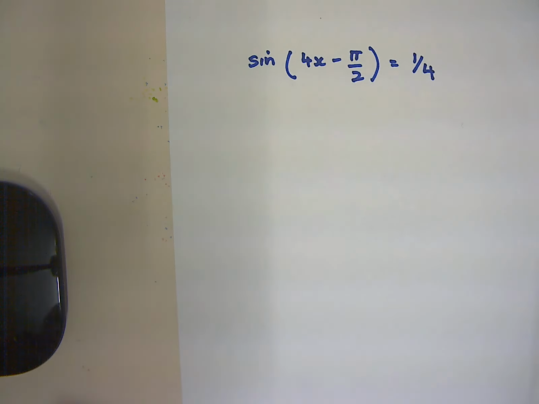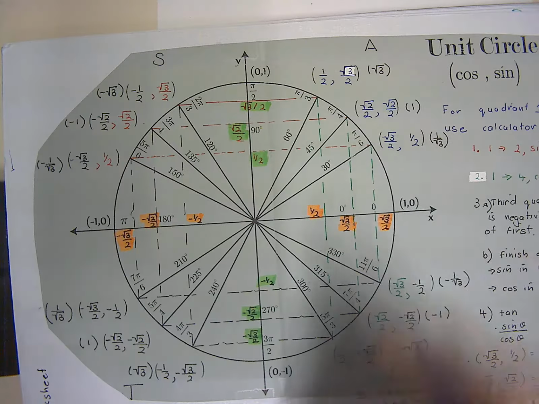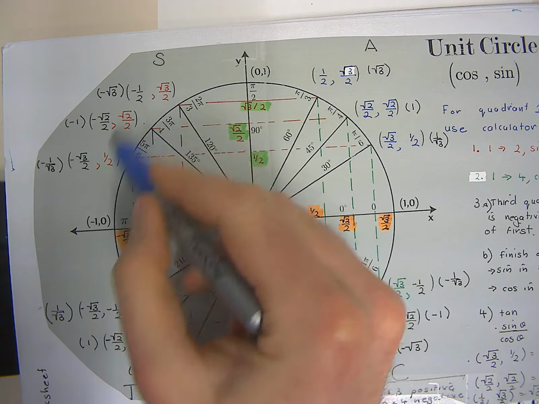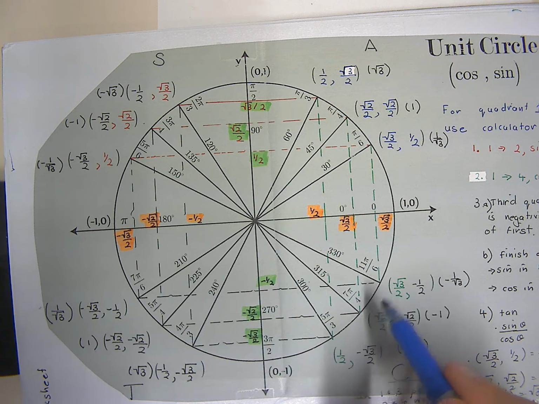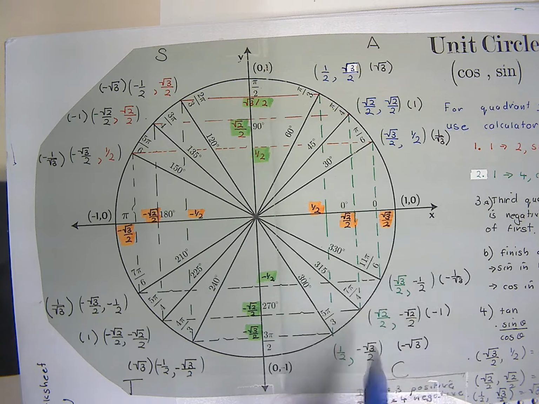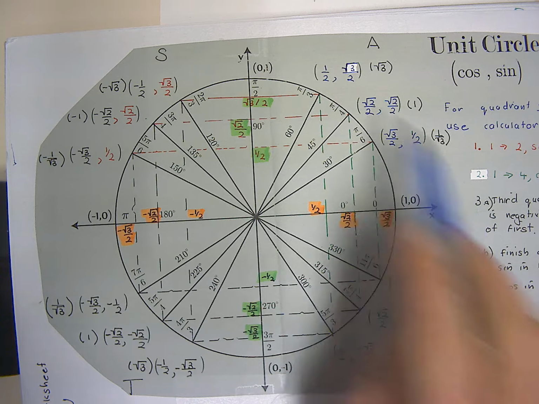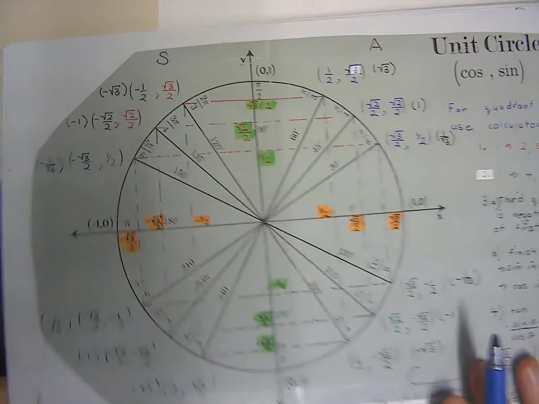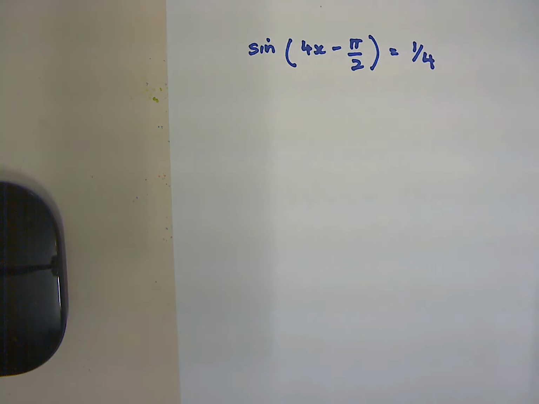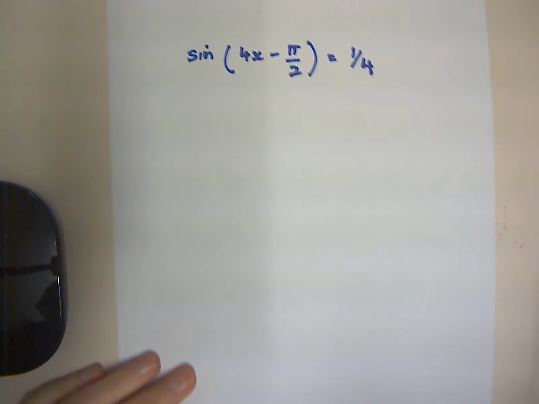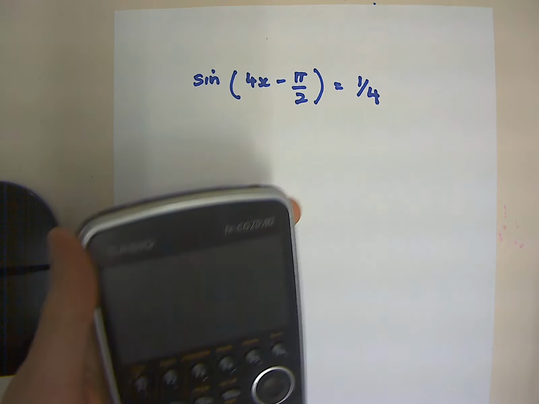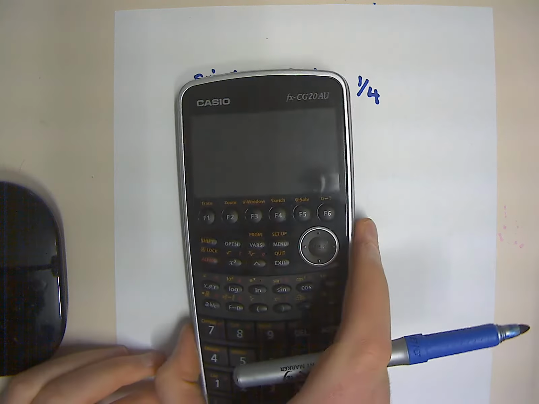Now if you go to your unit circle, let's find where the y coordinate is a quarter. So that's a half, root 2 on 2, root 3 on 2. That's an issue, you see. There is no y coordinate on this unit circle where it's equal to a quarter. So you can't use the unit circle here. You're not expected to do anything here because there are no exact values you can write for this equation. So this is where your calculator comes in.